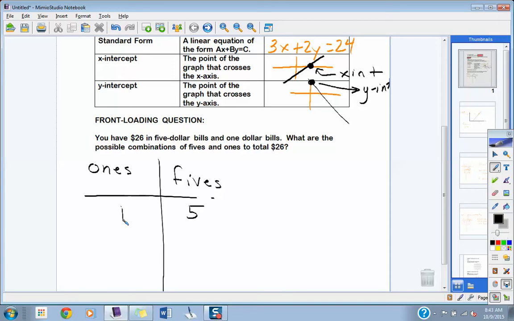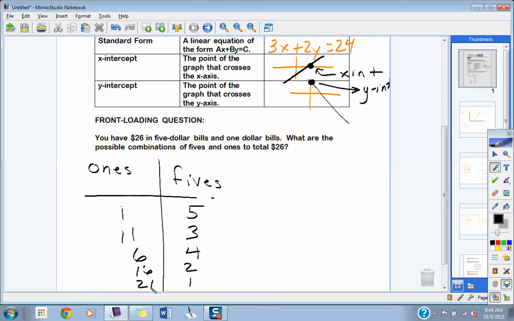Well, our 10s are optional. Just 5s and 1s. I agree, 6 1s would work. 3 5s, 11 1s. Kaylee, you have a different one? 4 5s, that's $20, and 6 1s. I agree. How about 2 5s? 2 5s would be $10, right? Could I do 2 5s and 16 1s? And then how about one $5 bill? How many ones would you have to have?